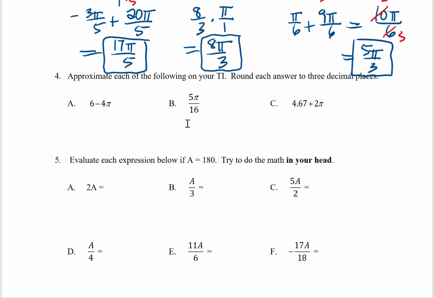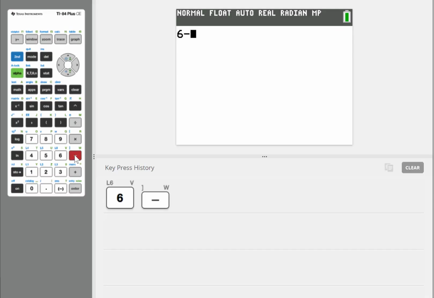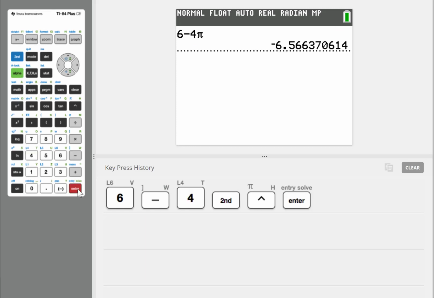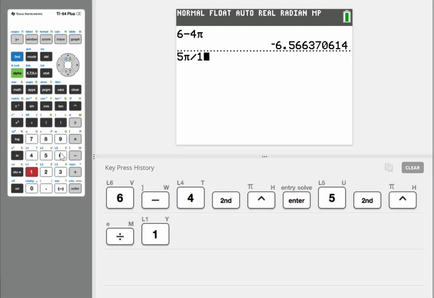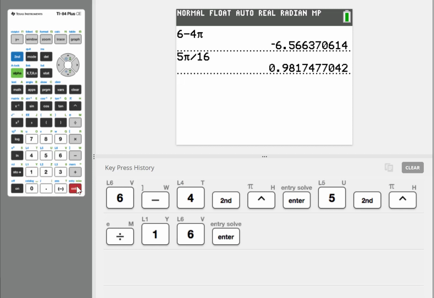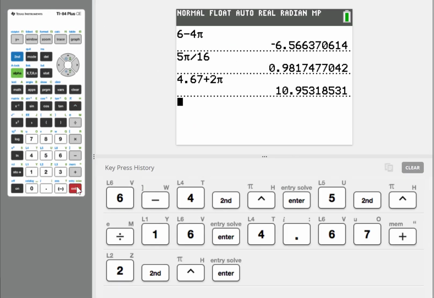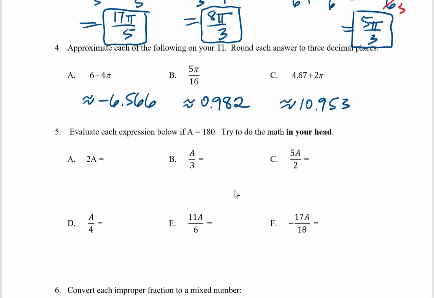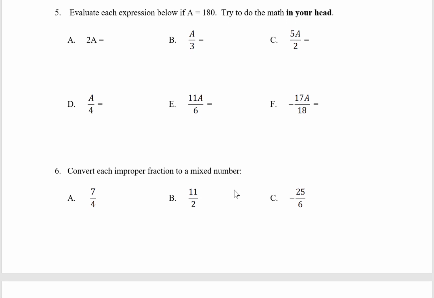Problem number 4. I can work this directly on the calculator. I'm looking for approximate answers rounded to 3 decimal places. The first one is 6 minus 4 pi, and that's about negative 6.566. Then we have 5 pi over 16. Again, just type it in. 0.982, rounded correctly. And then 4.67 plus 2 pi. And on the calculator, that comes out to be 10.953.